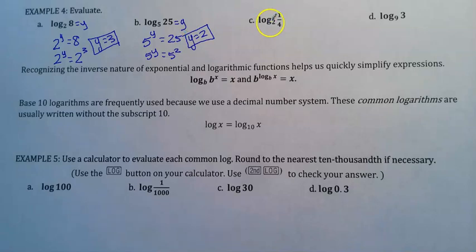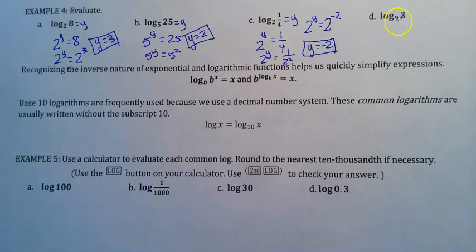Okay, the log of the number 1/4 in base 2. We have to set it equal to y first. So we're going to have 2 to the power of y equals 1/4. We need to express 1/4 as a power of 2. So this is going to be 2 to the power of y equals 1 over 2 squared, which would be 2 to the power of y equals 2 to the negative 2, right? So y equals negative 2.